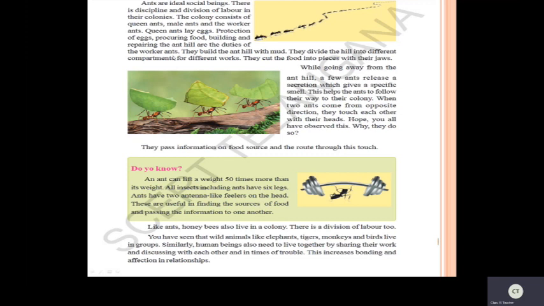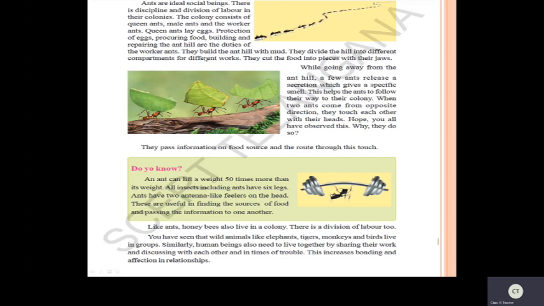See how beautifully they are dividing their work? They build the ant hill with mud. They divide the hill into different compartments for different workers. Yes, children, for different works, they will divide their hill. They cut the food into pieces with their jaws.